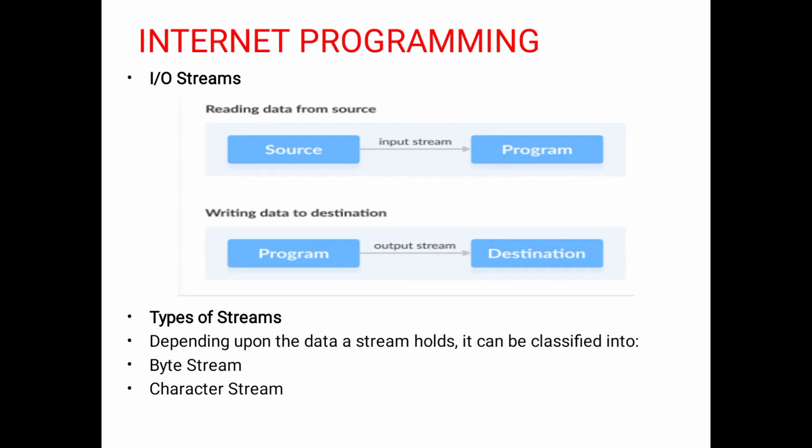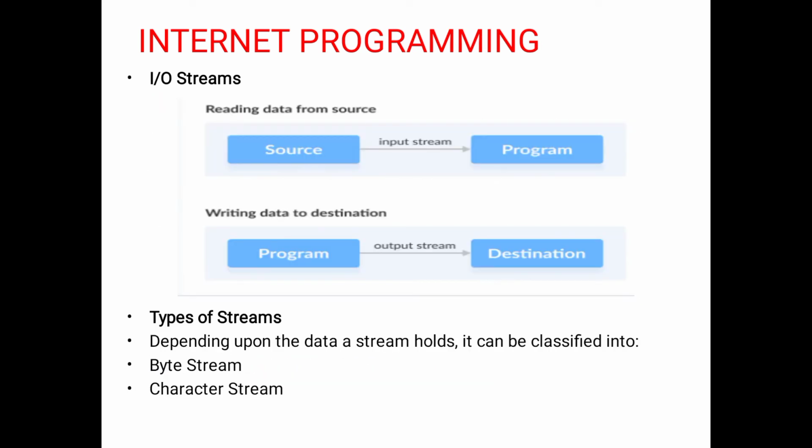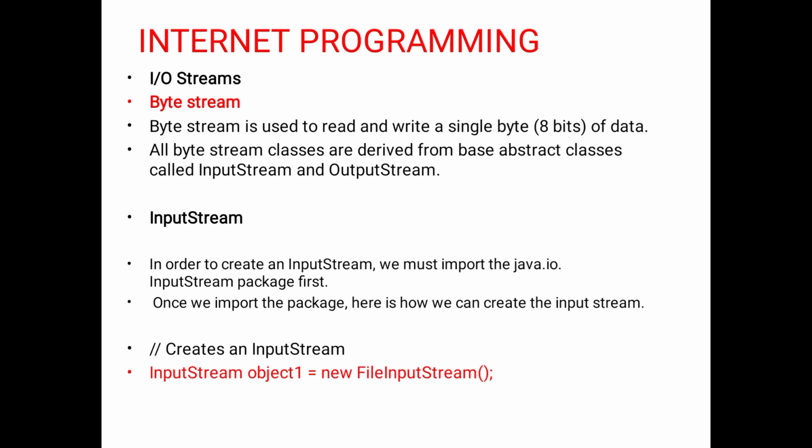Types of data streams: depending on the data, they are classified into byte stream and character stream. What is the byte stream? A byte stream is used to read and write a single byte, that is 8 bits of data. All byte stream classes are derived from the base classes called InputStream and OutputStream.